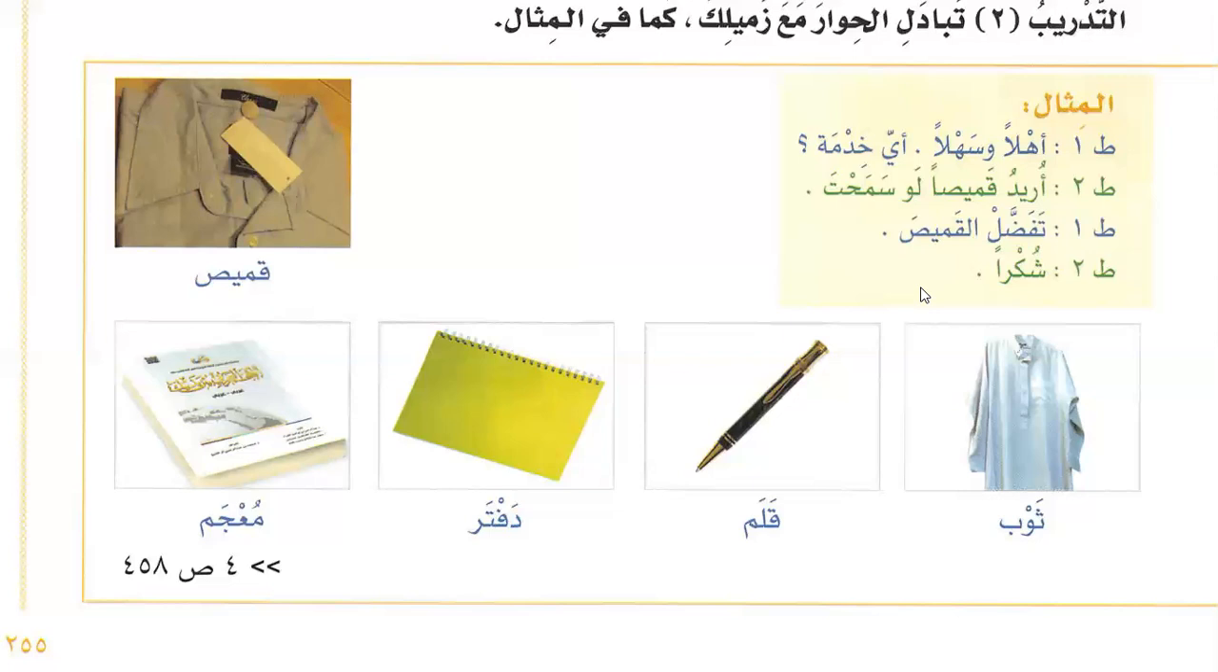Okay, next one. Ahlan wa sahlan. Aya khidmatin. Uridu sauba law samahta. Uridu sauban law samahta. I want this top, please. I want a soap. You are not specifying anything, you are just saying, I want a soap. Okay. Tafaddal sauba. Here, please take the soap. Shukran. Thank you.